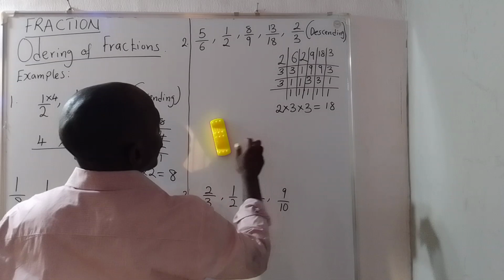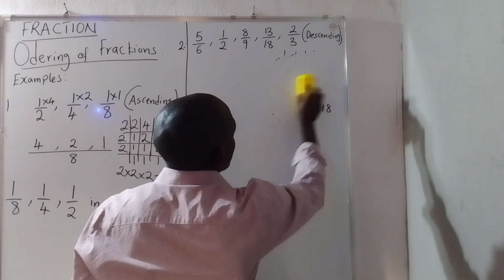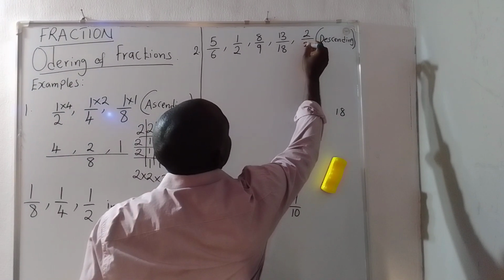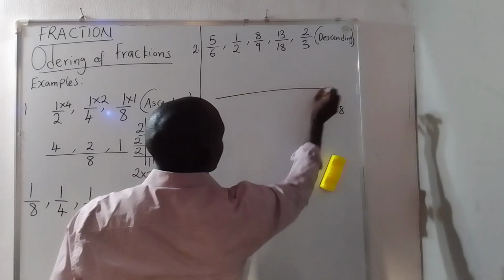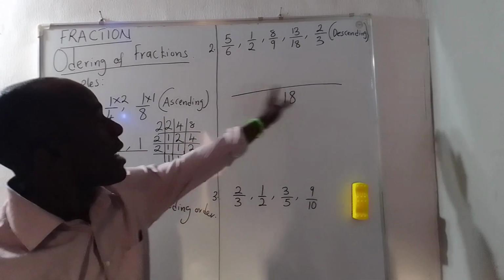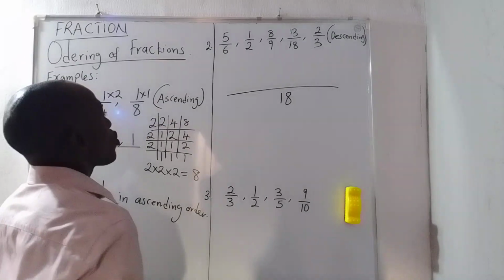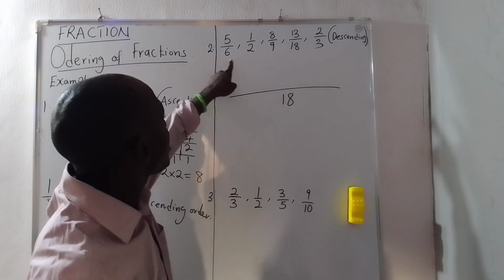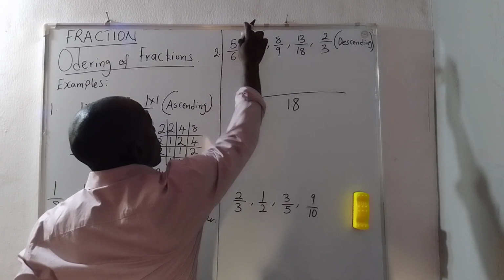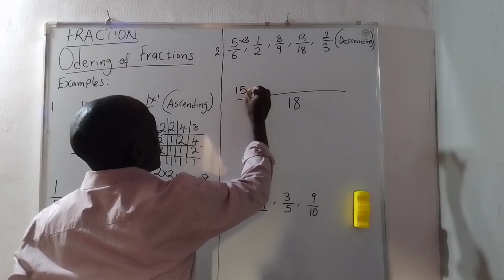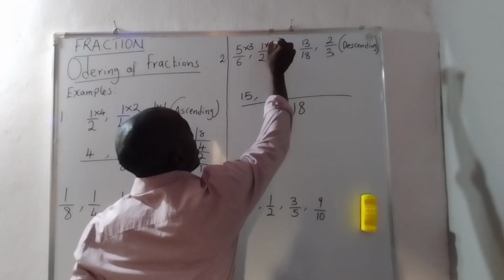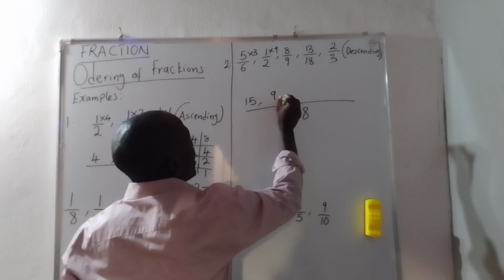Having obtained our LCM as 18, we draw a long line, then we write our 18 as our LCM. So we begin. 18 divided by 6 will give us 3. We write our 3 here. 5 multiplied by 3 is 15. 18 divided by 2 is 9. We write our 9 here. 1 multiplied by 9 will give us 9.